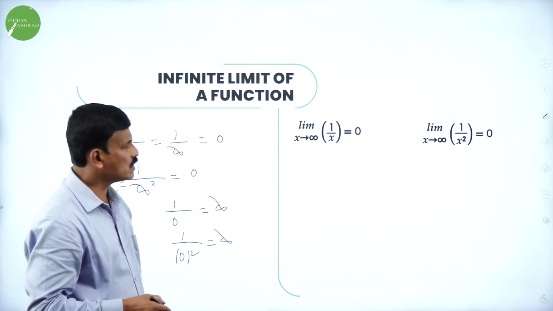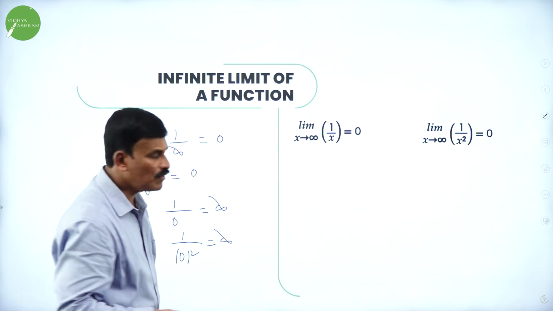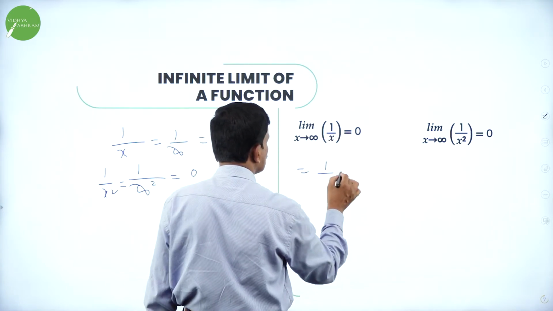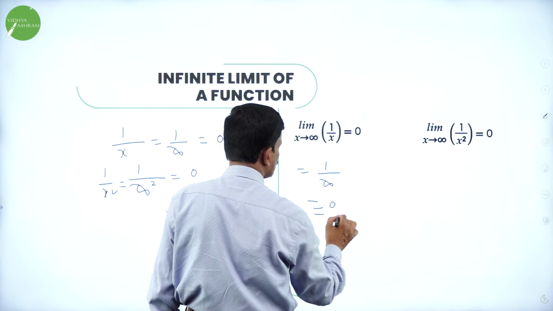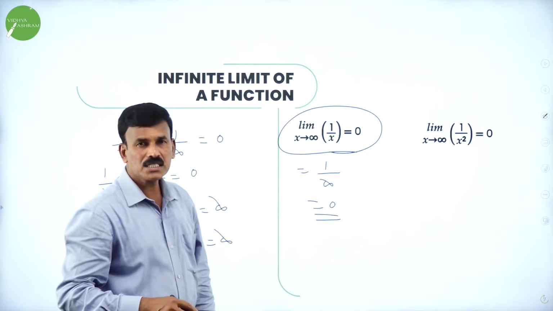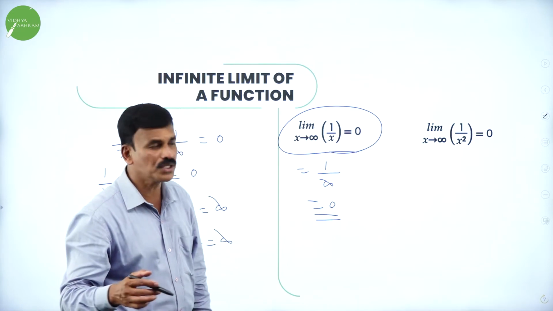Now using this concept, the value of limit x tends to infinity of 1 over x. 1 over x means 1 over infinity is always equal to 0. So the value of limit when x tends to infinity of 1 by x is always equal to 0. This is a very important concept.